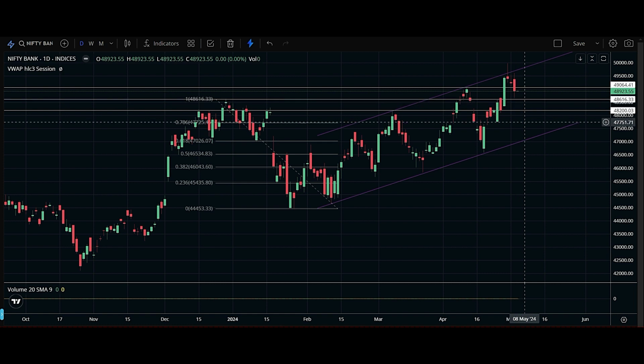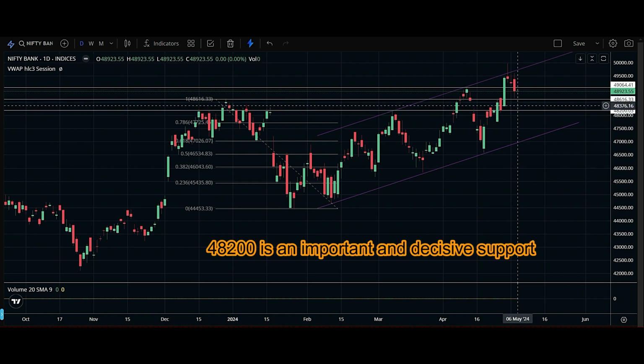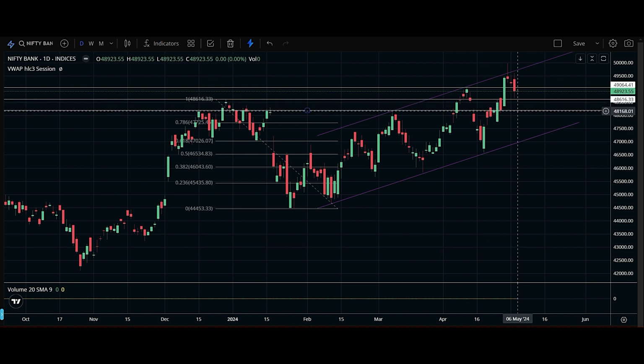For me, 48,200 will be an important support zone. Okay, 48,200 is something of a make or break in Bank Nifty. Chances of breaking 48,200 are lesser. This is a very strong support, just like Nifty has the 22,000 to 21,800 cluster. Okay, it is just as equal as that.